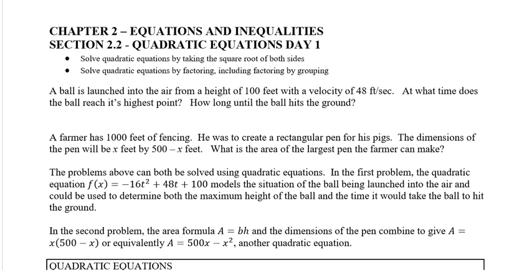Next, these problems can both be solved using quadratic equations. The first problem, if you've taken physics, you know that a quadratic equation that looks like this one models the altitude of the ball over time. And if we could solve that, set it equal to 0, that way it would tell us when it hit the ground. We could also find its maximum height.